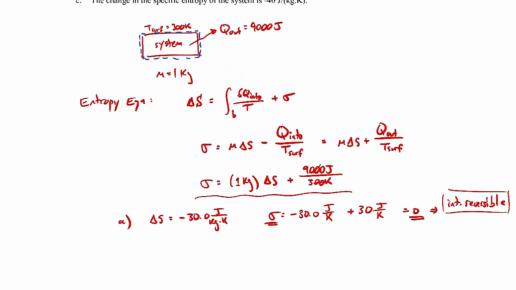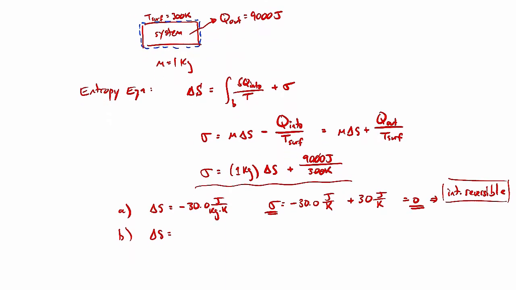For case B, we're told delta S is minus 20 joules per kilogram Kelvin. So when we plug in the values for that, we'll end up getting 10 joules per Kelvin. So that's greater than 0, indicating that that's internally irreversible.